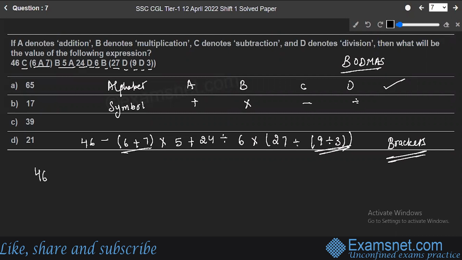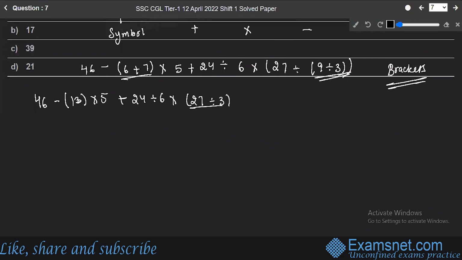So 6 plus 7 gives you 13. And 9 divided by 3 gives you 3. This bracket is solved. You are left with one bracket. Let's go for that one also. This makes 46 minus 13 into 5 plus 24 divided by 6 multiplied by 9.